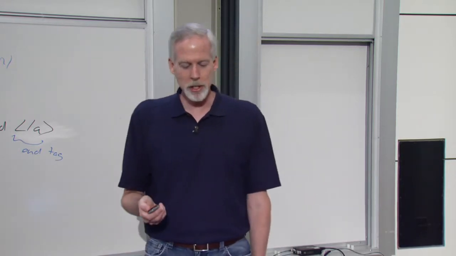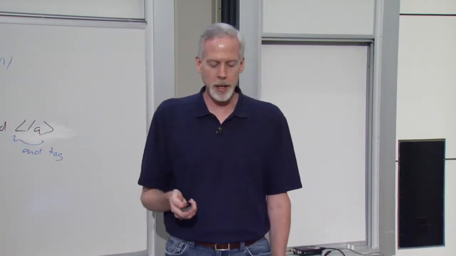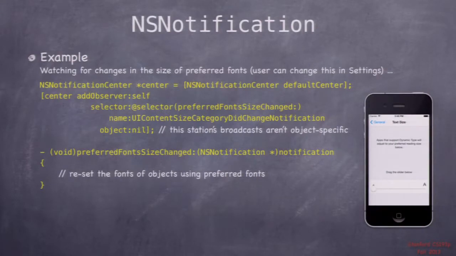Okay, so here's an example. This is the example I'm going to demo real quick here, which is text size. So in iOS 7, not in any iOS before that, but in iOS 7, if you use preferred fonts, then the user can actually go into settings and change the size of their font.